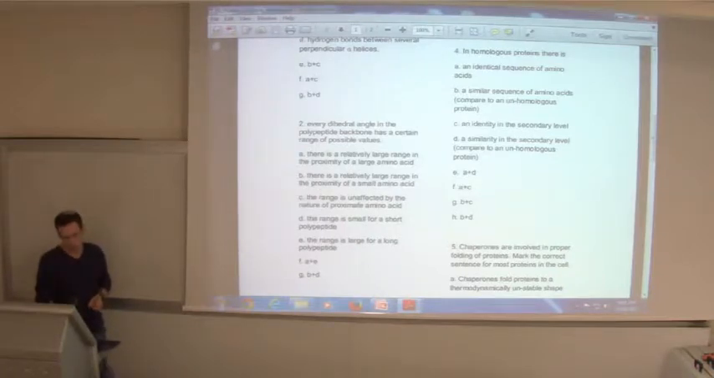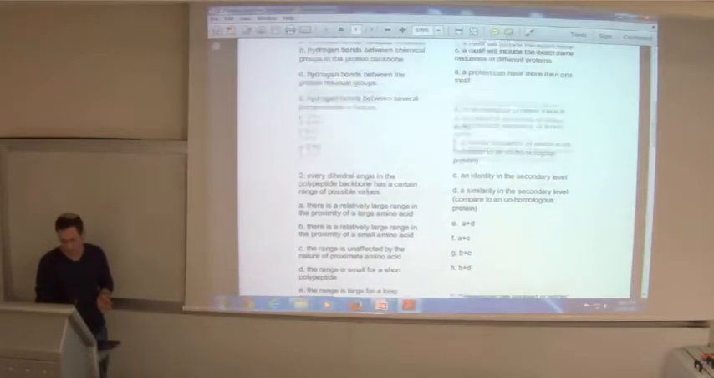C, the range is unaffected by the nature of proximal amino acids. Incorrect. B proves C wrong anyway. D, the range is small for a short polypeptide. The length of the polypeptide does not play any role in calculating the degrees around each dihedral angle, right? And this is what the question is all about. The range is large for a long polypeptide, same thing as this, so the only correct one here is B. Only correct answer.